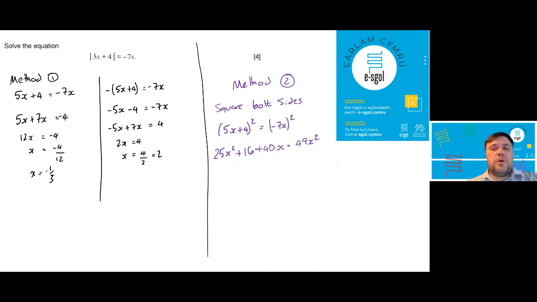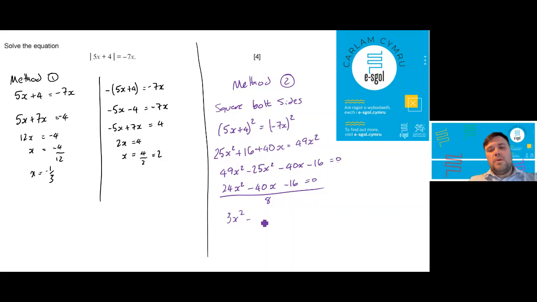Because the 49x squared is positive on the right-hand side, I'm just going to take everything over. So that I would have 49x squared minus 25x squared minus 40x. I like to put them x squared, x, and then the constant, it just makes it easier. Minus 16 equals 0. 24x squared minus 40x minus 16 equals 0. Hope you can all see that 8 goes into each of these. So it would be 3x squared minus 5x minus 2 equals 0.